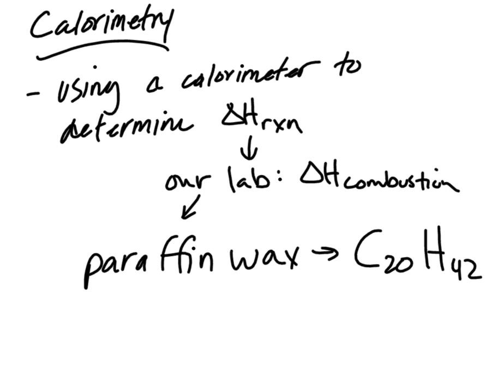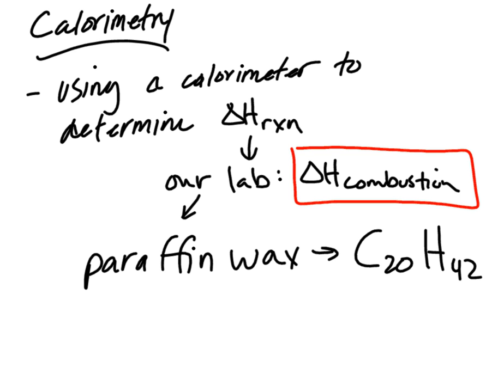So in our lab, we're going to use it to determine the heat of combustion, which is the amount of heat something gives off when it burns in the presence of oxygen. So the substance that we're going to be burning is going to be paraffin wax, which is C20H42. It is the common wax when you see it in candles.